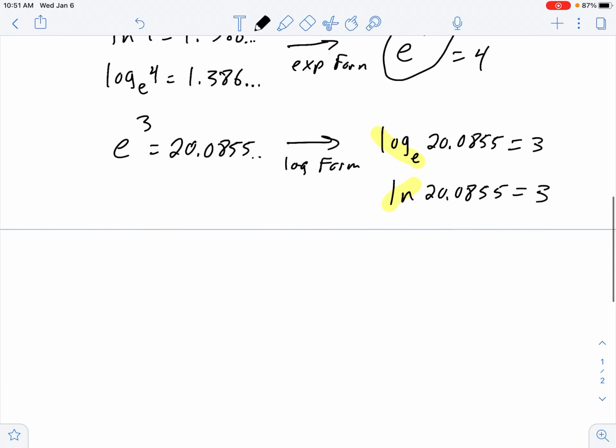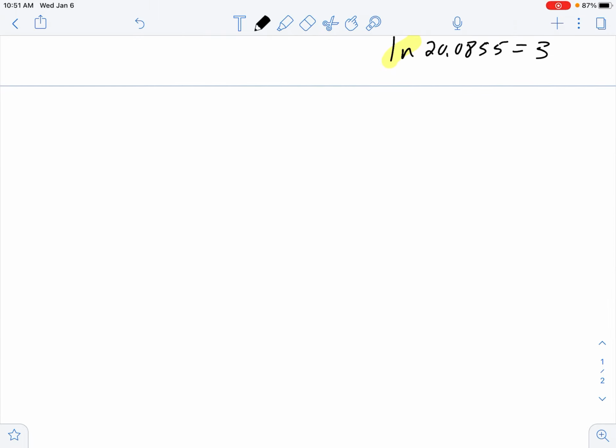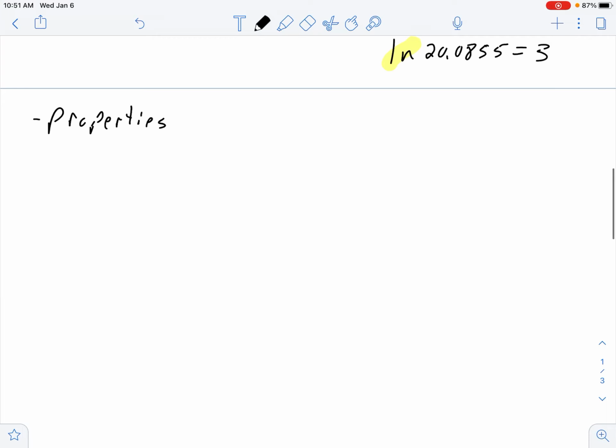All right, so let's talk about some properties of logarithms. Let's talk about some of the properties. The properties come directly from the definition of the logarithmic functions with a base of a. So it's really just coming from the definition that I just talked about. Let me show you this.